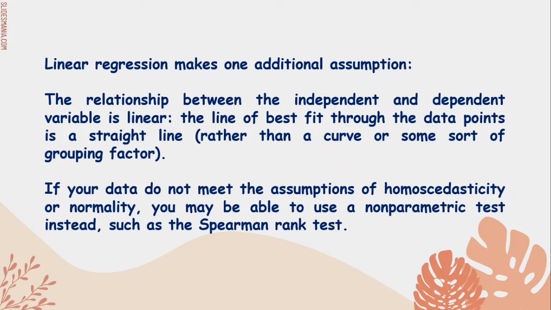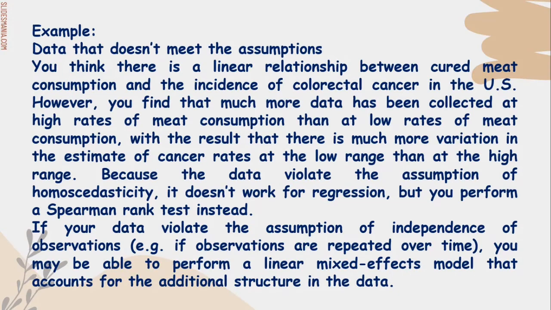Linear regression makes one additional assumption. The relationship between the independent and the dependent variable is linear. The line of best fit goes through the data points in a straight line rather than a curve or some sort of grouping factor. If your data do not meet the assumptions of homogeneity or normality, you may be able to use a non-parametric test instead, such as a Spearman rank test.